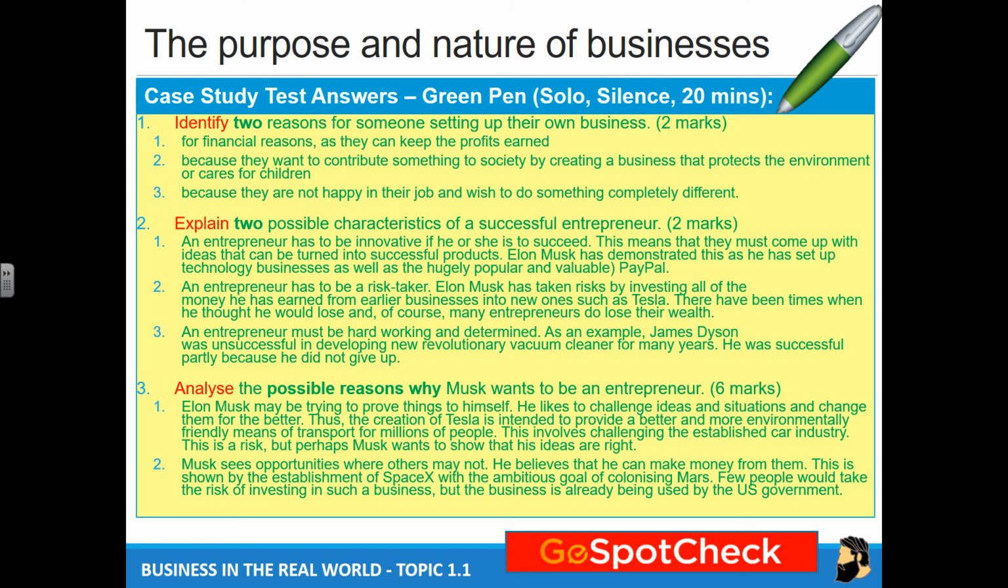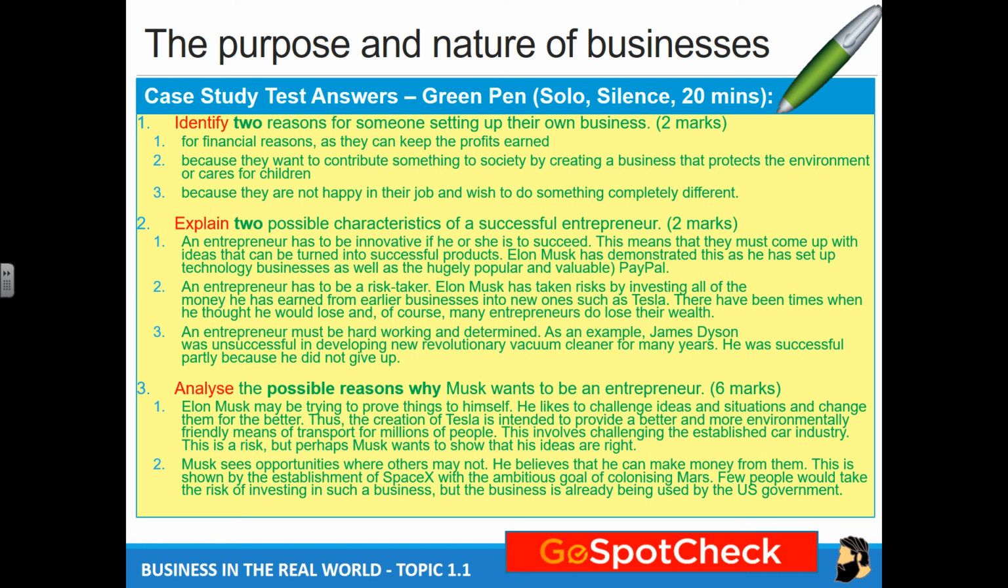Question 3. Analyze the possible reasons why Musk wants to be an entrepreneur. Well, there's many reasons, so I'm going to give you 2 examples here. They're not the only ones, so just bear that in mind. So the first one, Elon Musk may be trying to prove something to himself.